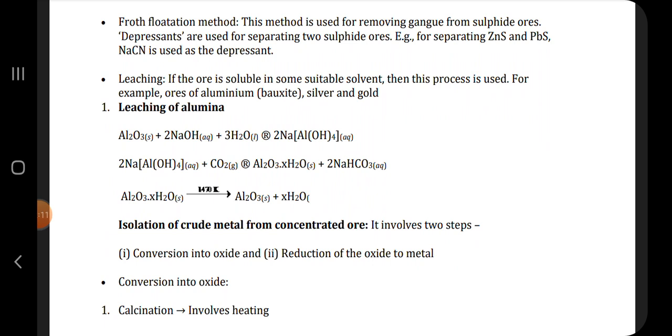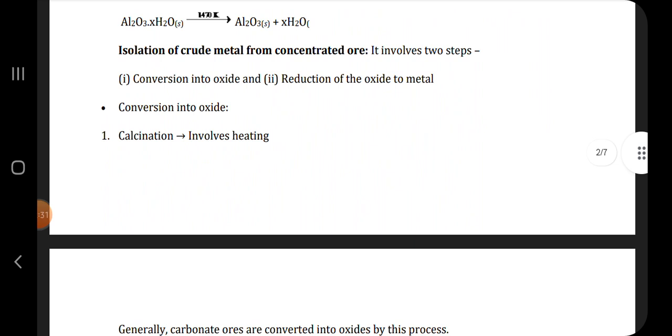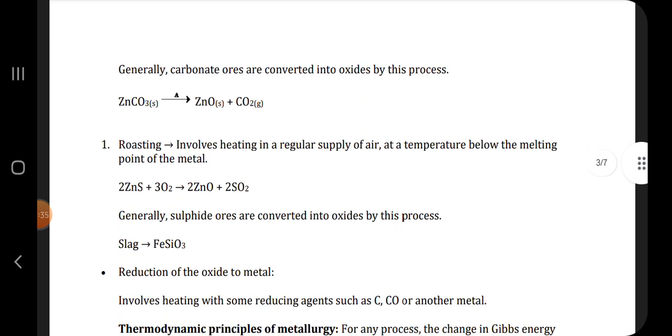Then leaching. If the ore is soluble in some suitable solvent, then this process is used. For example, the ores of aluminium (bauxite), silver, and gold. Then leaching of alumina, these are the reactions. Then isolation of crude metal from concentrated ore. It involves two steps: conversion into oxide, then reduction of the oxide into metal.